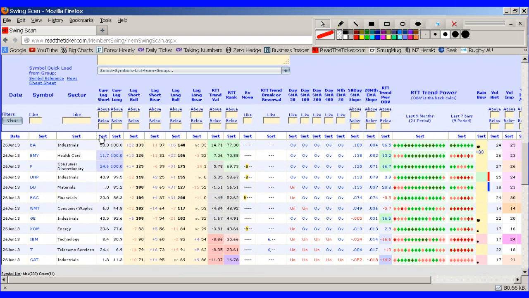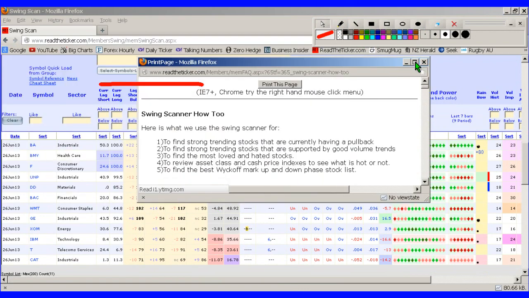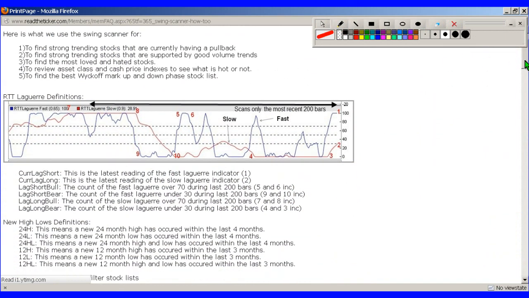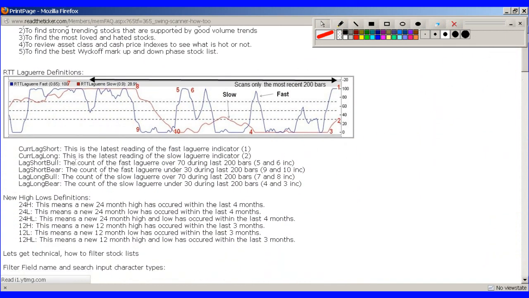Now, the numbers in these columns here all rely on the Laguerre indicator. In the FAQ help, we have a detailed description of how the numbers are calculated. The top part of here explains exactly how the numbers are calculated. For example, the Laguerre indicator looks like this.